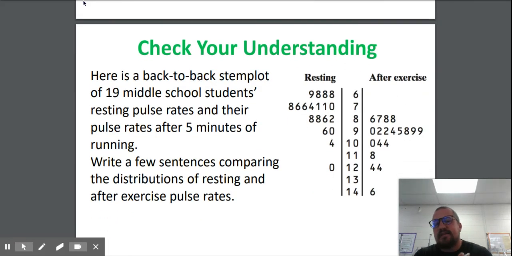So this is a back-to-back stem plot. We see 19 middle school students and we see their resting pulse rates when they're just sitting down. We also see their pulse rates after they've done 5 minutes of running. And I want you to write a few sentences comparing these distributions. Remember, you can think about the shape, outliers, center, and spread when you go through this. So pause the video and write a few sentences about these.